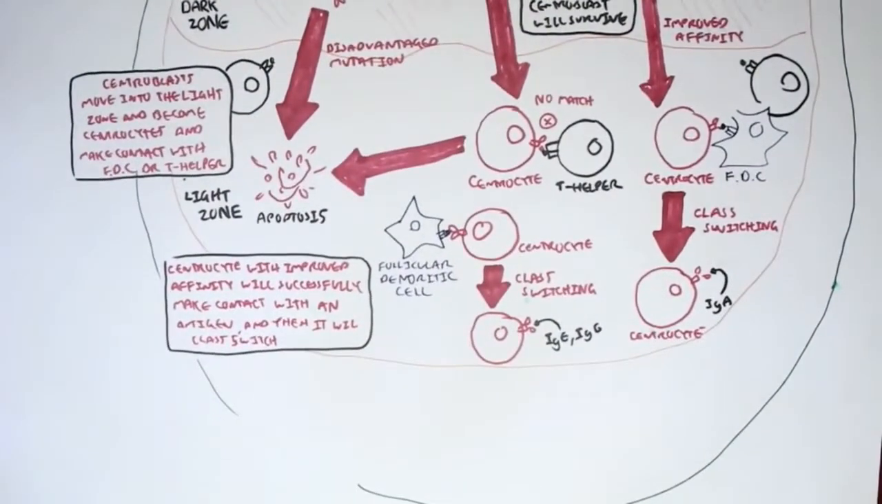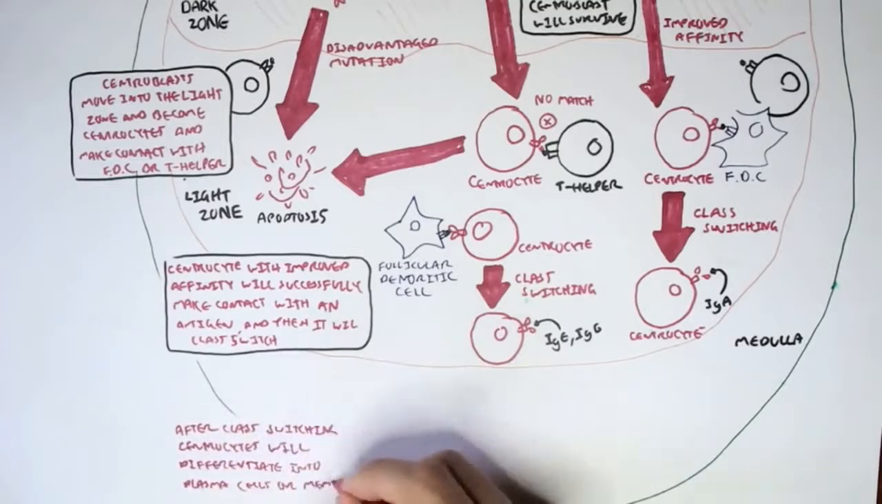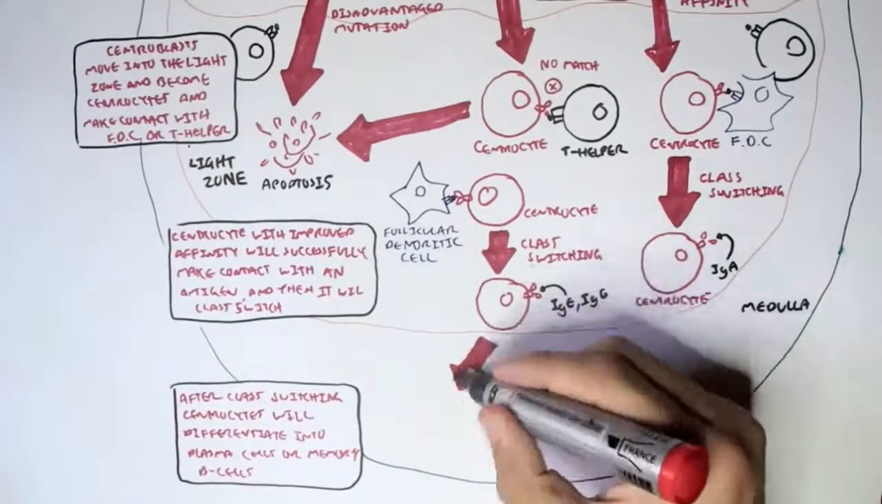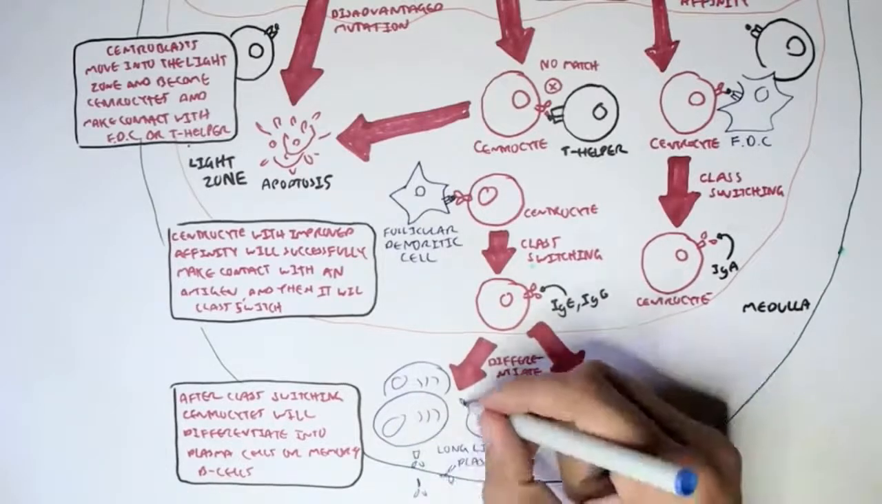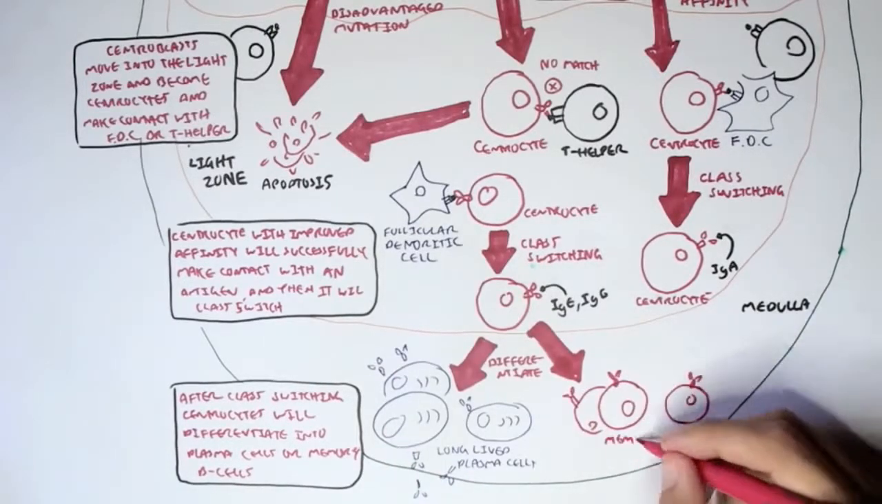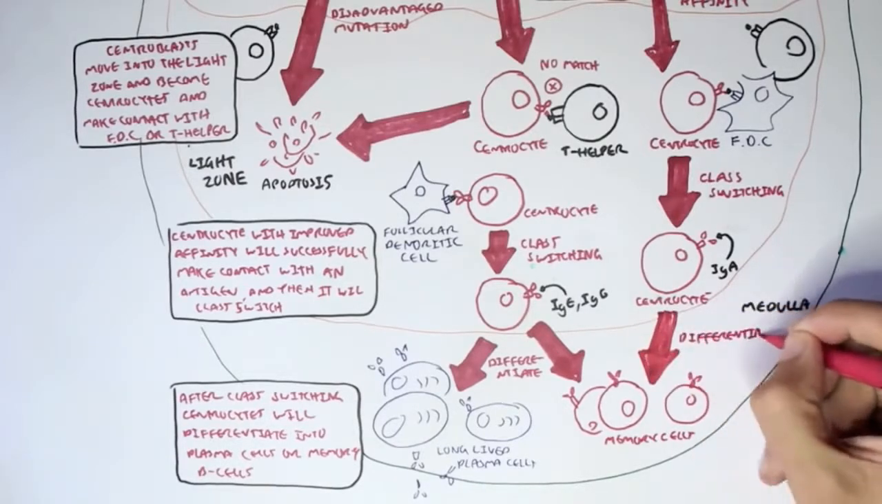Now, after class switching, the centrocytes will differentiate into plasma cells or memory B cells. So this centrocyte, after class switching, will differentiate into either long-lived plasma cells or memory B cells, where it will also undergo proliferation. And this centrocyte, for example, will differentiate into memory B cells.